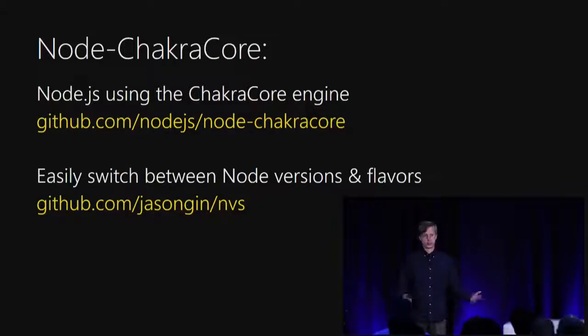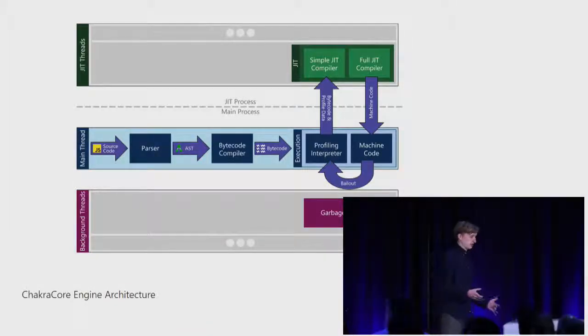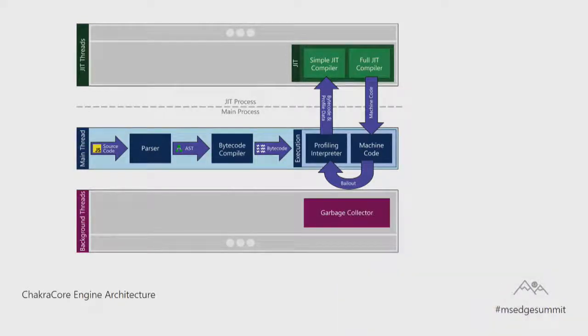It's just a single command line flag, NVS add ChakraCore, and then you can switch between Node ChakraCore and vanilla Node really easily. So that's something that you might want to check out. But let's talk about how ChakraCore delivers scalable JavaScript, how ChakraCore makes your JavaScript experiences light up as best as possible on the web and in Node.